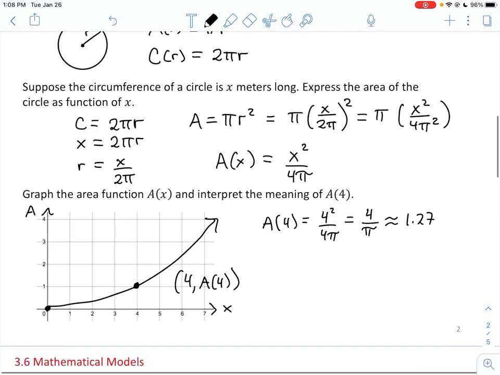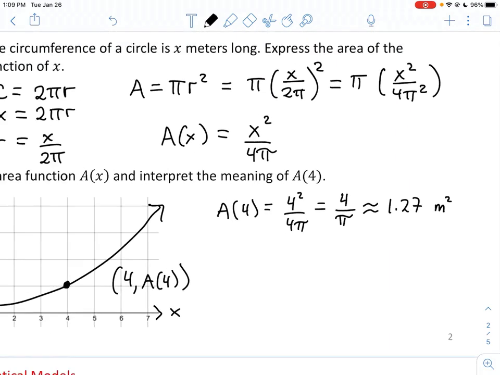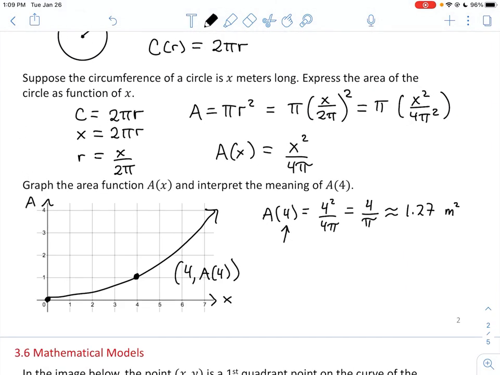And then what unit will we put on this? Well, this is an area of a circle. So it's going to be a square unit, and we were working with meters. So this is square meters. And the 4 that we plugged in was the circumference, and that would be measured in meters. So what this is telling us is that when you have a circle whose circumference is 4 meters, then the area of that circle will be 1.27 square meters. And every single point on this function relates the circumference of the circle, which is x, to the area of the circle, which is the output, or you can say is the second coordinate.